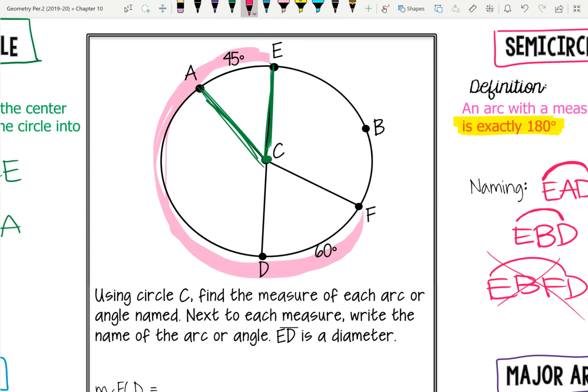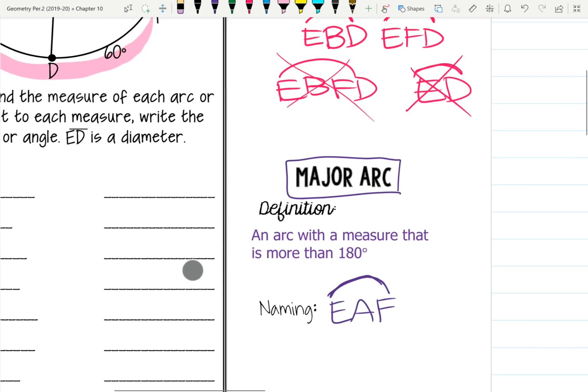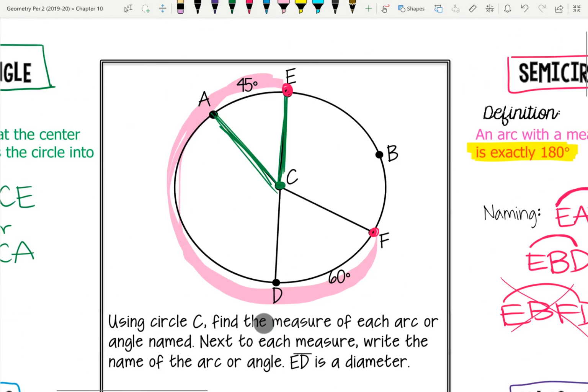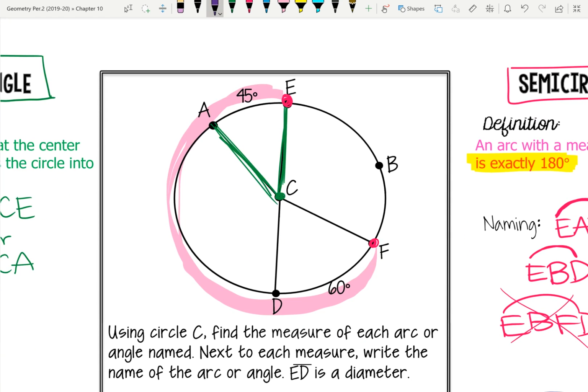In this case, since I started with E and ended with F, I'm going to pick one of these points in between, A or D. It doesn't matter. Let's go EAF. So one of my major arcs in this case is arc EAF. Notice how I'm using the arc symbol, 3 letters. My 2 end points are the end points of my name, and the middle letter is just one random letter that happens to be in between them. So when I look at this example, A is in between D, E, and F. I could have chose D, doesn't really matter.